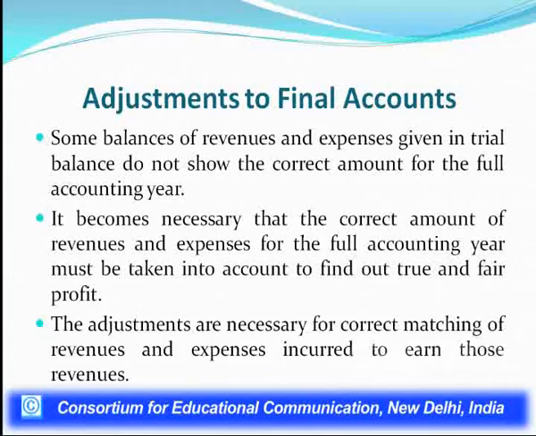So we see that the items of revenues and expenses may not show the correct amount for the full accounting year. That is the reason we need to make adjustments for the amounts which belong to the current year but have not been recorded in the books. We need to take them in, otherwise the profits disclosed by the income statement will not be true and fair. So all these adjustments are necessary for correct matching of revenues and the expenses incurred to earn those revenues.